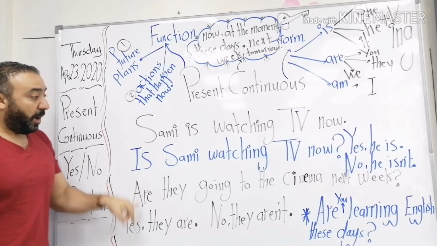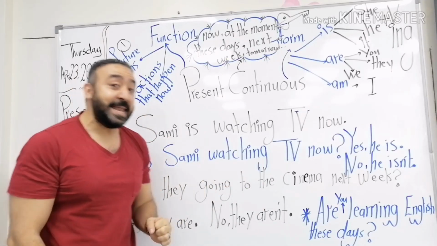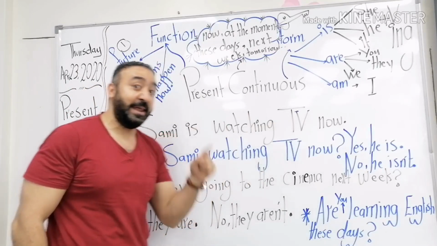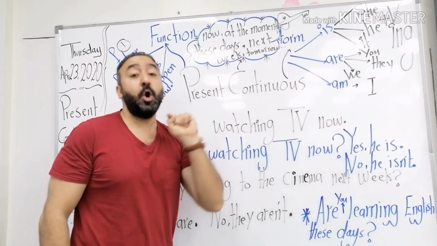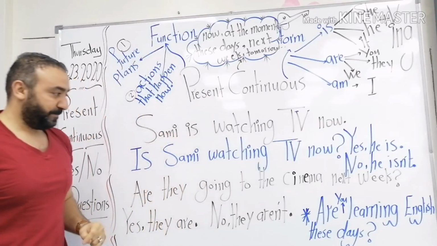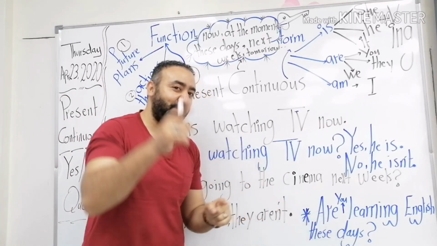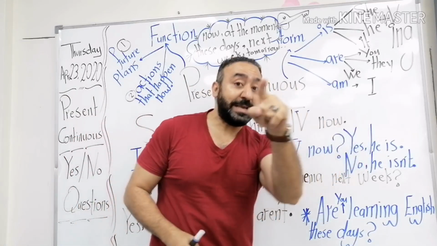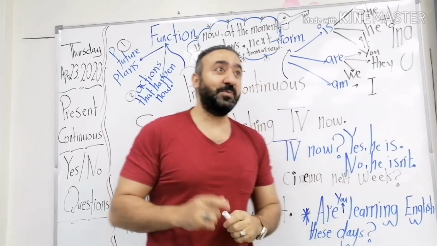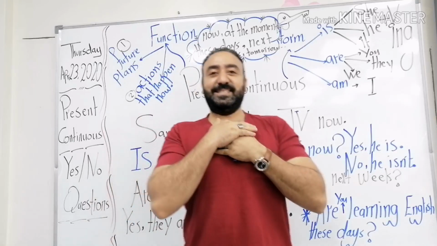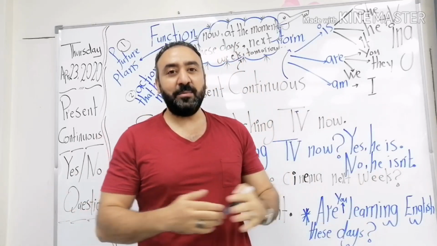Another example. Are they going to the cinema next week? This is a future plan. Yes, they are, or no, they aren't. I want you to answer this question yourself. Are you learning English these days? What should you answer? Yes, I am, or no, I am not.